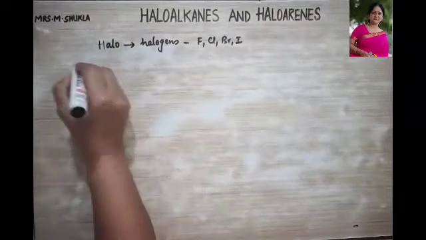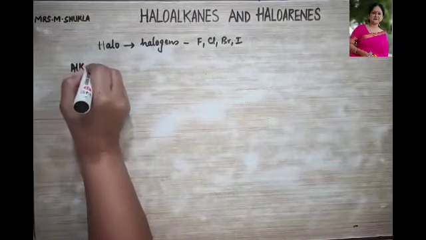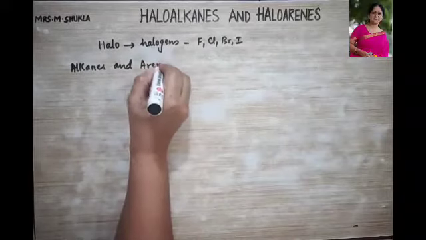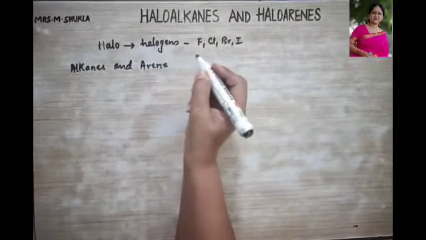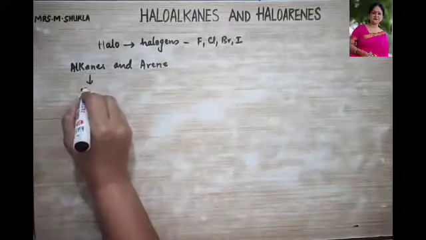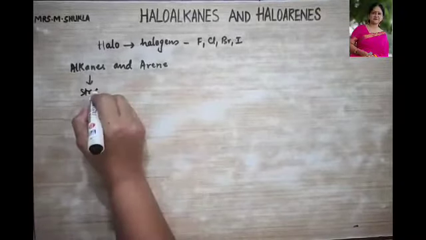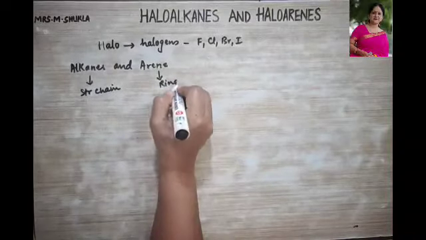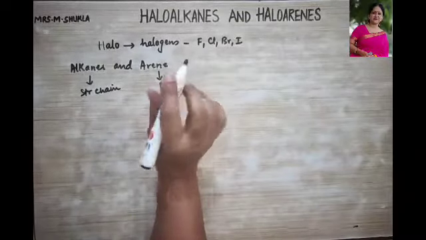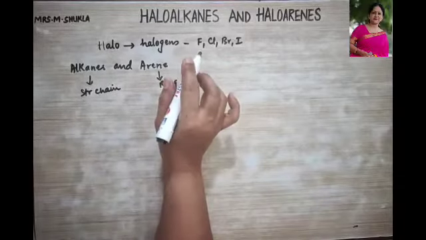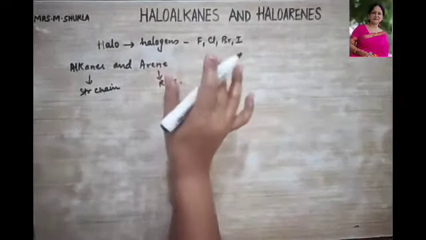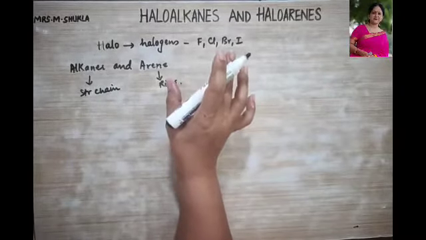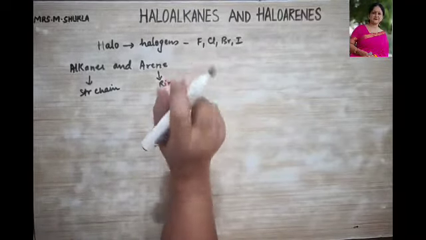Now let's talk about what are alkanes. Do you know what are alkanes and arenes? Alkanes and arenes are hydrocarbon chains, where alkanes are straight chains, and arenes are rings. Is this clear to all of you? Thus in this chapter we shall discuss halogen derivative hydrocarbons.